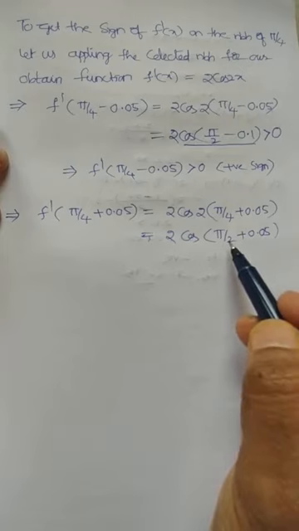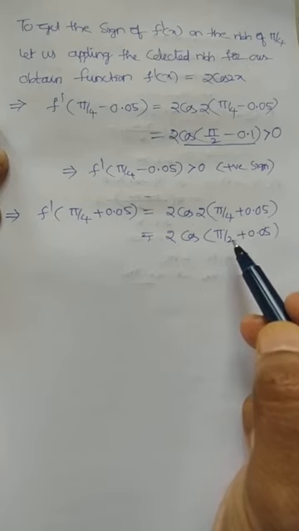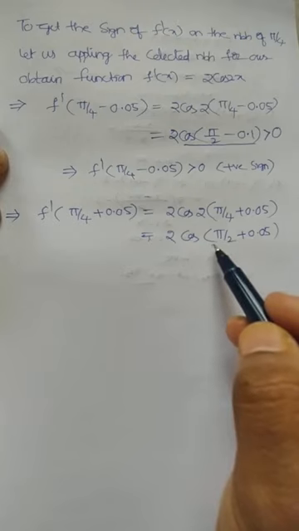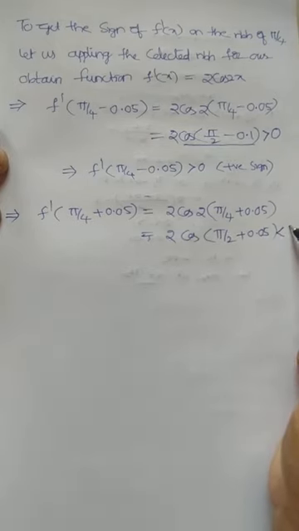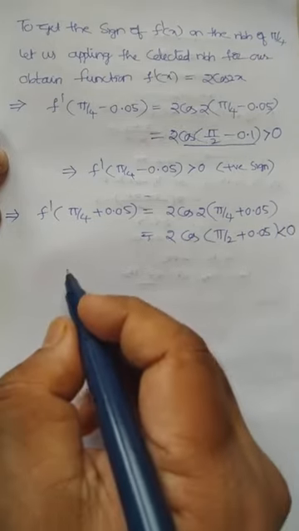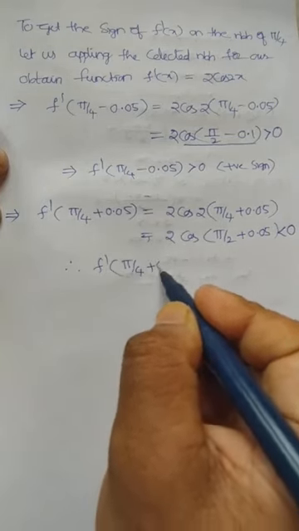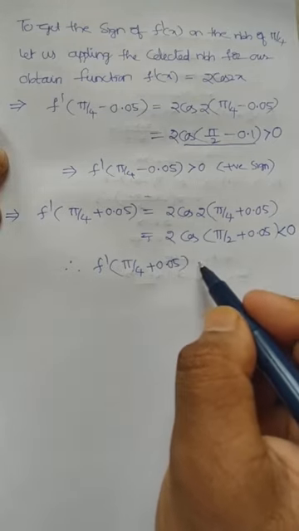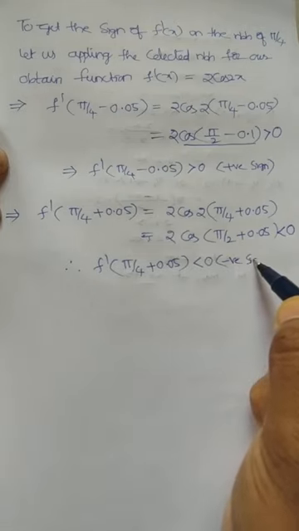So up to the level of 90 degrees the behavior of the cos function is positive. After that, slightly greater than 90 degrees, it is negative. So the cos angle is negative, negative into 2 is negative, so this value is less than 0. Therefore f dash of pi by 4 plus 0.05 is less than 0, which means it is with a negative sign.